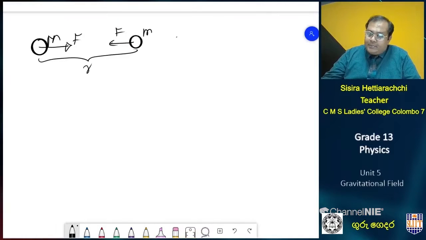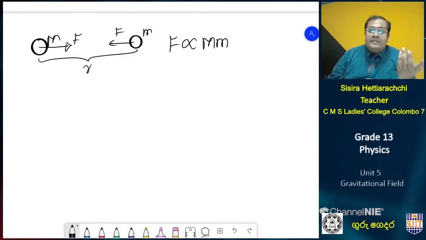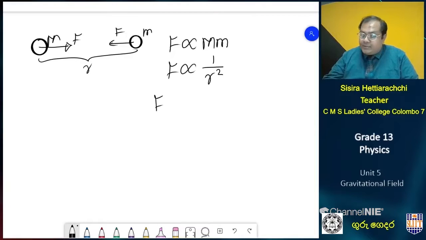Actually, this force is proportional to the product of the masses, not each mass. Action-reaction means the forces are the same. If the force were proportional to just one of them, one side's force would be greater. Therefore, the force is proportional to the product of them, Mm. And this field obeys the inverse square principle. What is that? The force is inversely proportional to the square of the distance between the particles. F is proportional to 1 over r squared. Then F should be proportional to the product of these two terms, Mm over r squared.